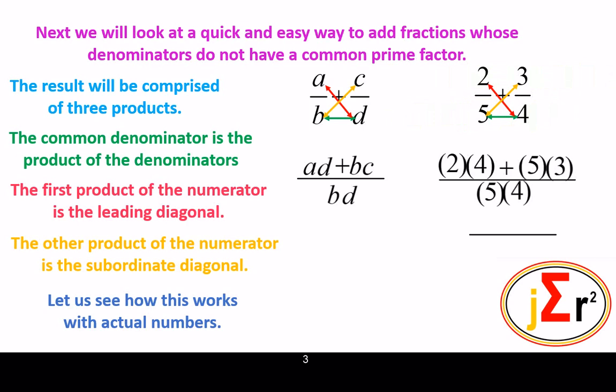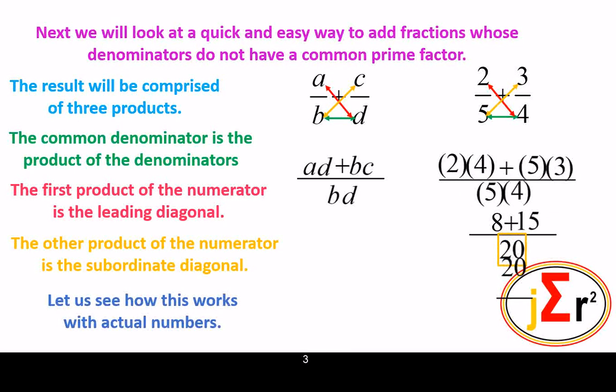Then it's a matter of simplification. 2 4s 8. 5 3s 15. So we will have 23 there. But do not forget that we generally put the common denominator first. It's going to be just 5 4s 20. That is going to be 8. The next one, 15. When we add those together, the result is 23, as we mentioned before.